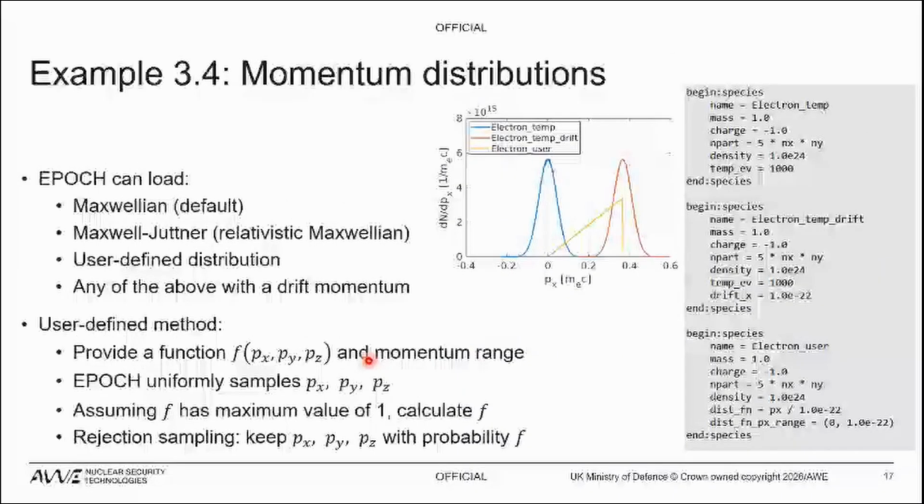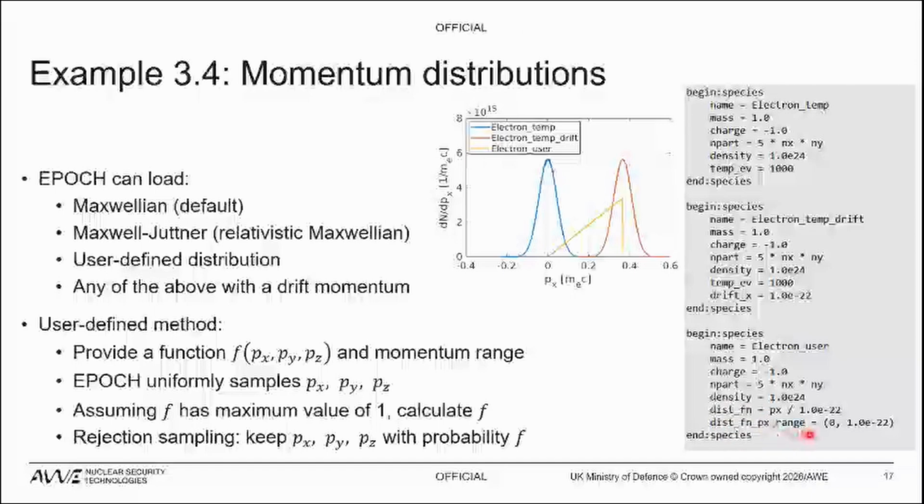Here are some examples. This is a standard, so we're looking at the px, the momentum in the x direction now. Normal temperature is the blue one, which is just 10 PV. 10 PV with a drift is the same distribution but shifted. We can even give a custom momentum distribution.